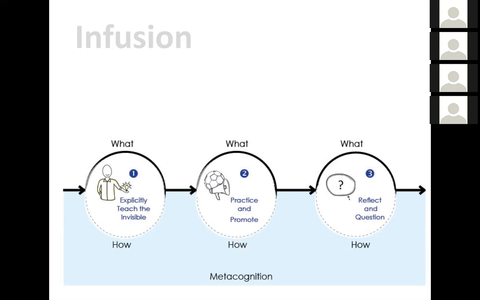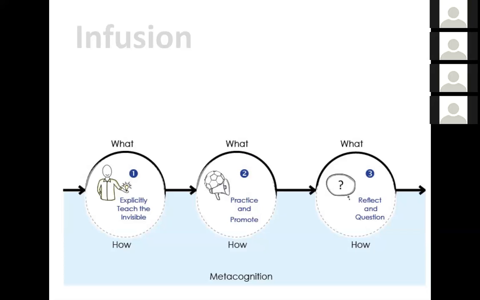The second stage is after we have explicitly taught the invisible skill, we're going to work on something called practice and promotion. So as an educator, I'll provide opportunity for us to practice the skill itself, but we'll also practice thinking about and promoting how that's going to help me. I'm constantly embedding and infusing the why. This is how it's helping me. This is how it's working through.